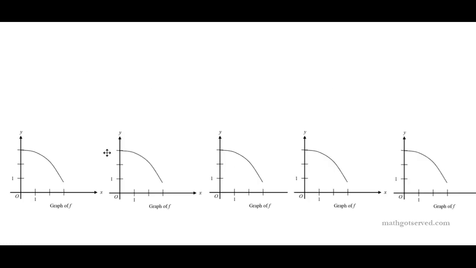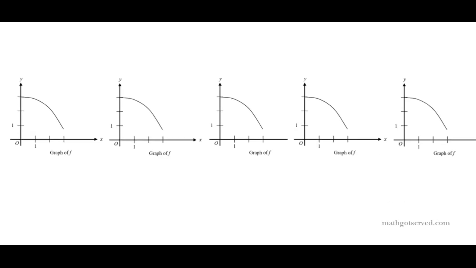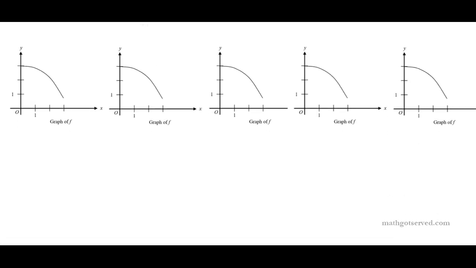Actually, I need 5 graphs since we have 5 options. Okay, so let's take a look at option A. Option A is the integral from 1 to 3 of f of x dx. Now this is the exact area. Okay, now what does that look like geometrically? The exact area is simply the area between the curve and the x-axis. Okay, that's the exact area, the integral from 1 to 3 of f of x dx.